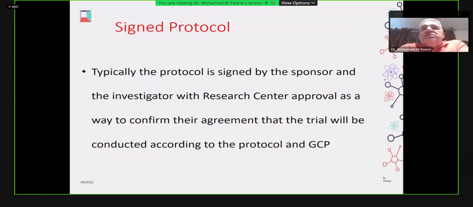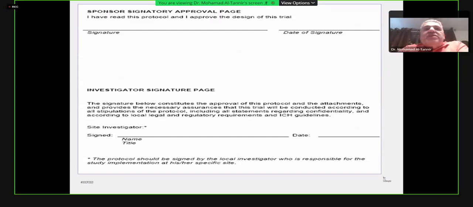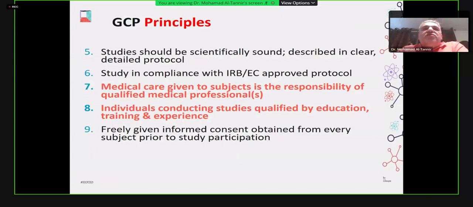The protocol should be signed by the sponsor and the investigator, with the research center representative in the institution, to confirm their agreement that the trial will be conducted according to the protocol and good clinical practice. So this is usually the sponsor signatory approval page where the investigator should sign this approval agreement and date it, in addition to the institution itself represented by the research center or research unit in the hospital or university.